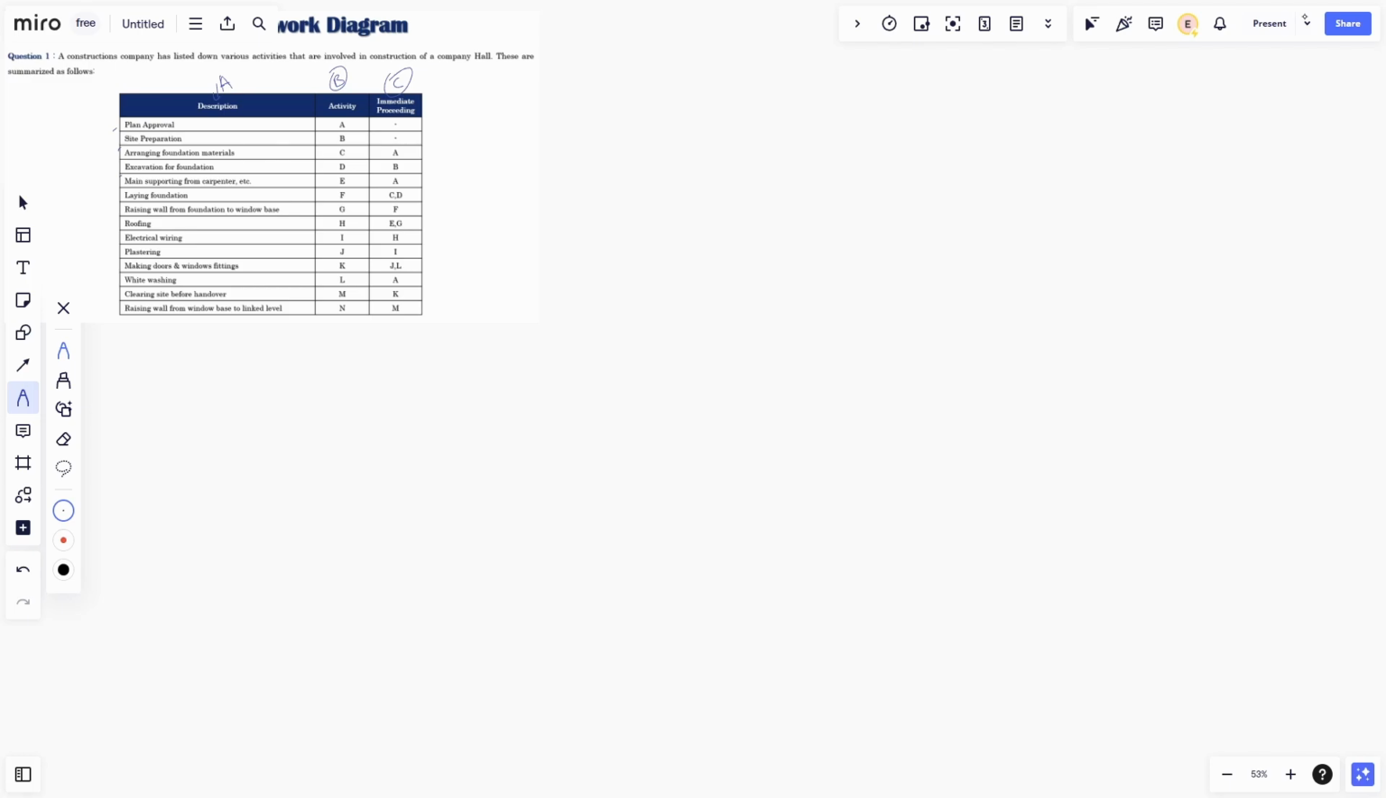Okay, so first what we are going to draw is a sample chart over to this area. Always keep in mind that a network diagram, we will call it ND, always flows forward. Always, okay.